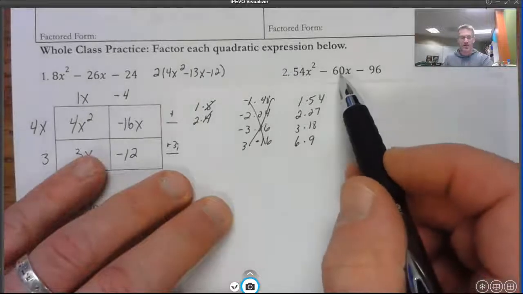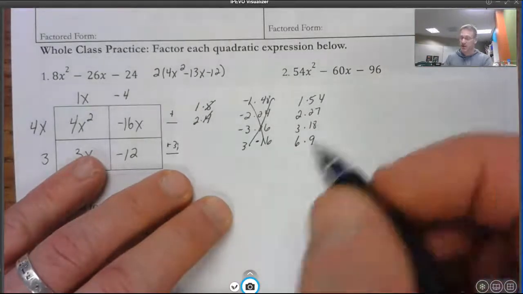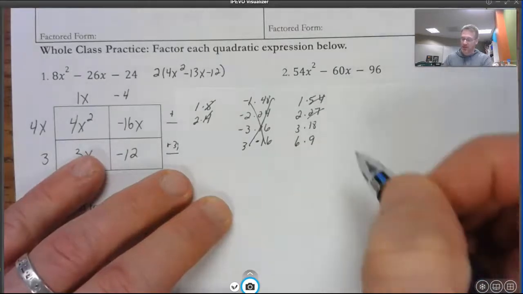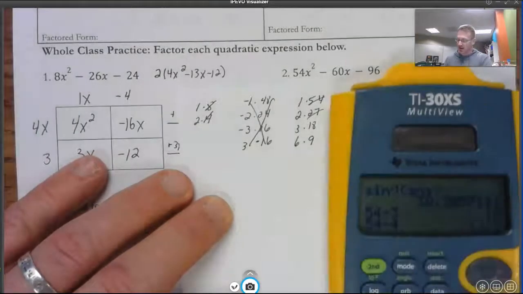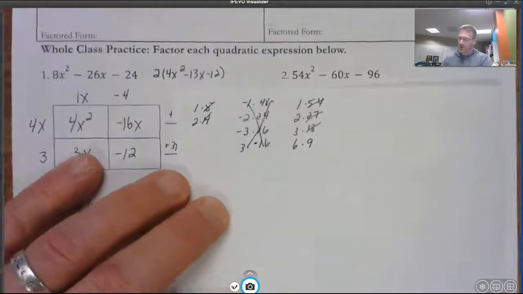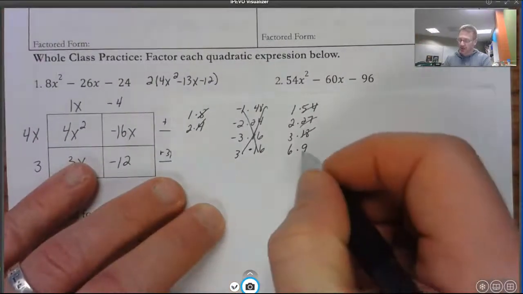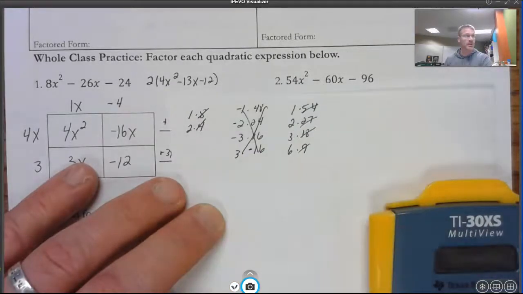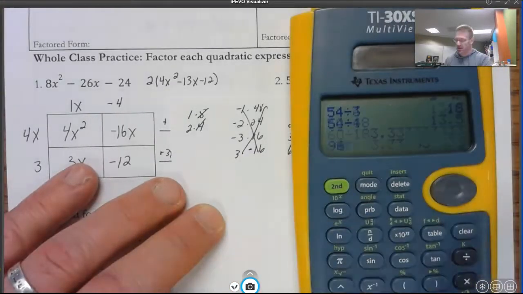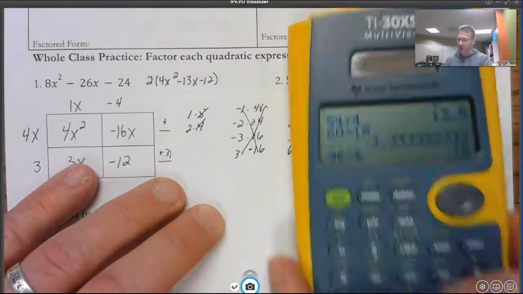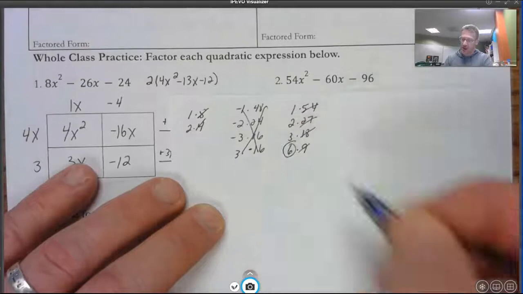So 54 does not go into 60 and 96. All right, 27 does not go into 60 or 96. 18, let's see, 60 divided by 18 does not work there. Okay. All right, 9 does not go into 60. All right, and then I think 6 does, because 6 goes into 54, 6 goes into 60, and let's just double check 96 here. 96 divided by 6 is 16. So there's our GCF. We're going to want 6 here. All right, so that's the winner.